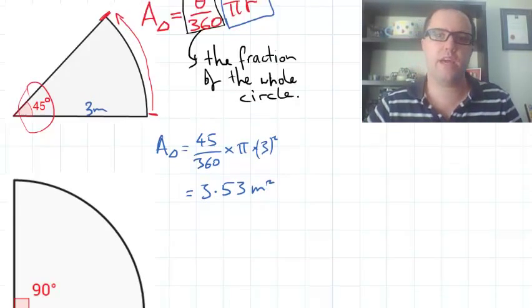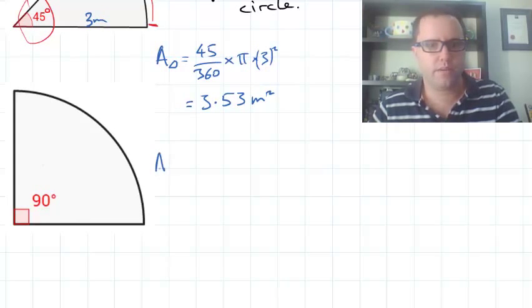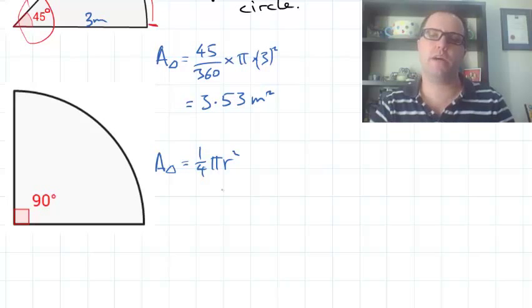And this last one here is another sector. You might be able to tell quickly it's just a quarter, but the same way, the area of this sector would be equal to a quarter pi r squared. That's how we'd go about using those ones.